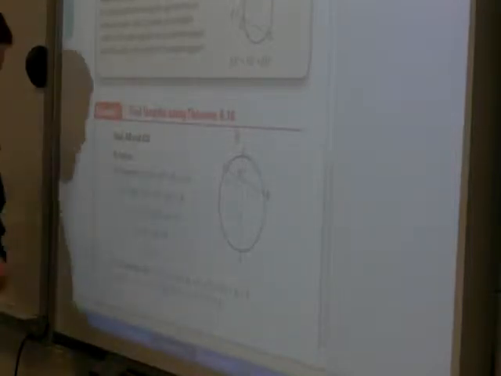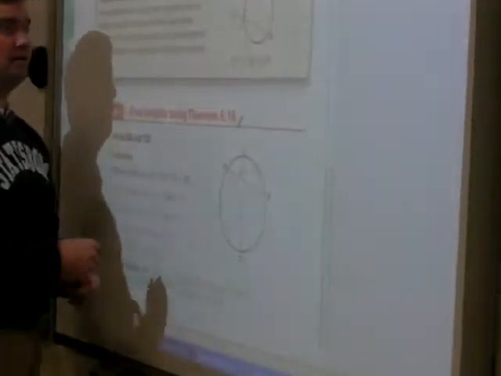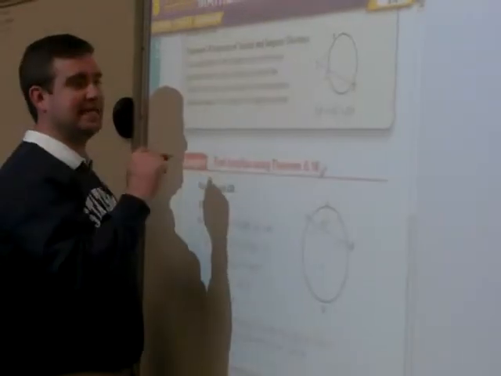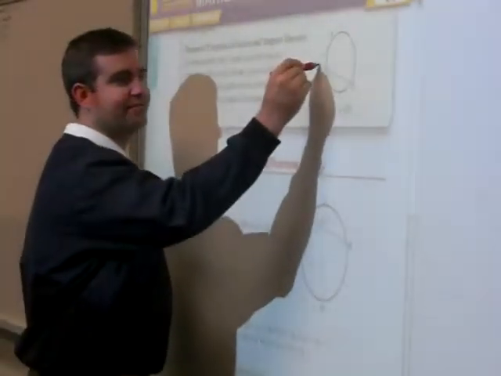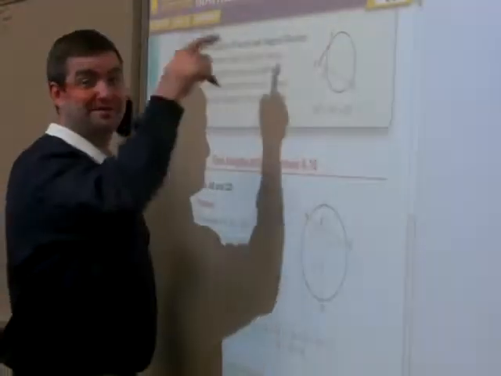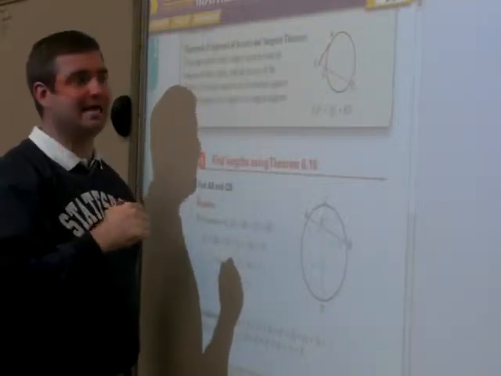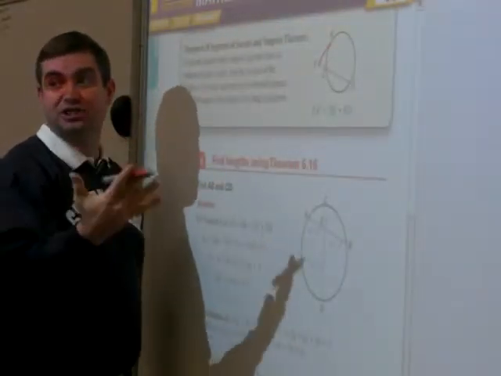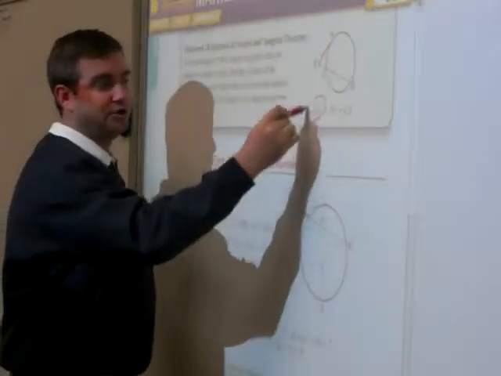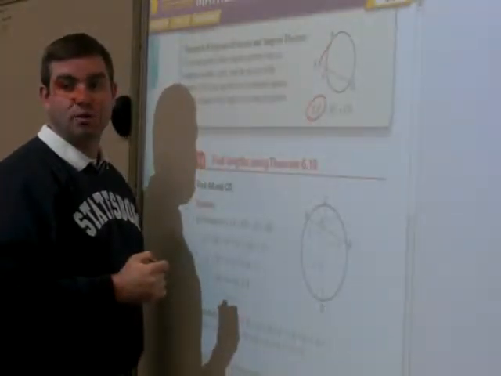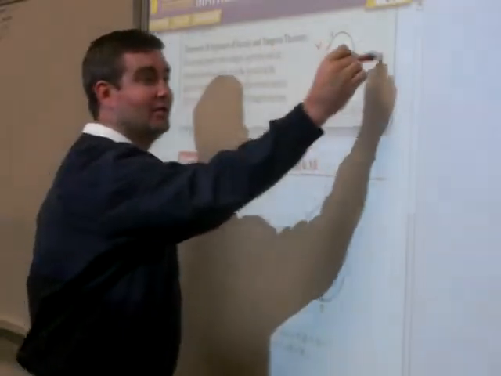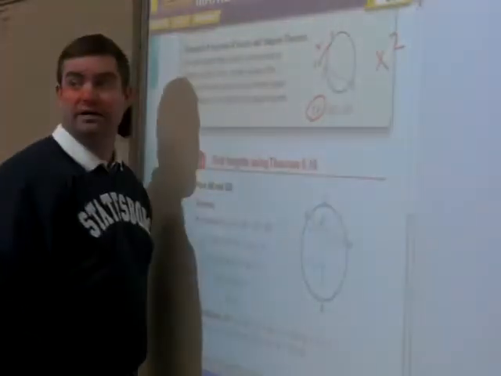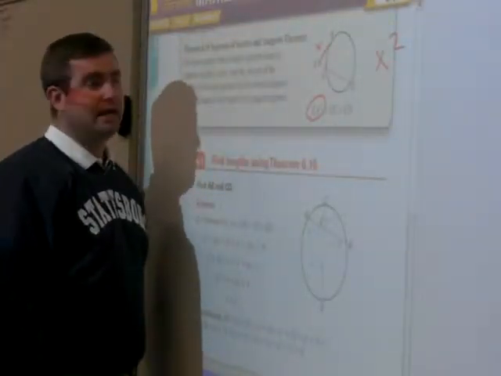Alright, so now we've got the last topic to talk about, Theorem 6.18. It basically says if we have a tangent rather than two secants, which we just had, there is no outside and inside and total and everything else. It's just the tangent. So what do we do with that tangent? We square it. So if that's x, we're going to start off and say x squared.